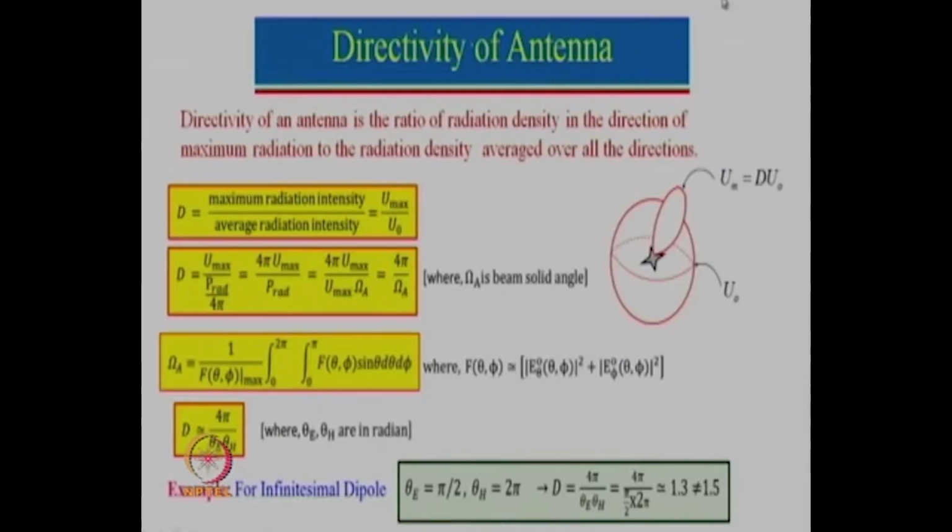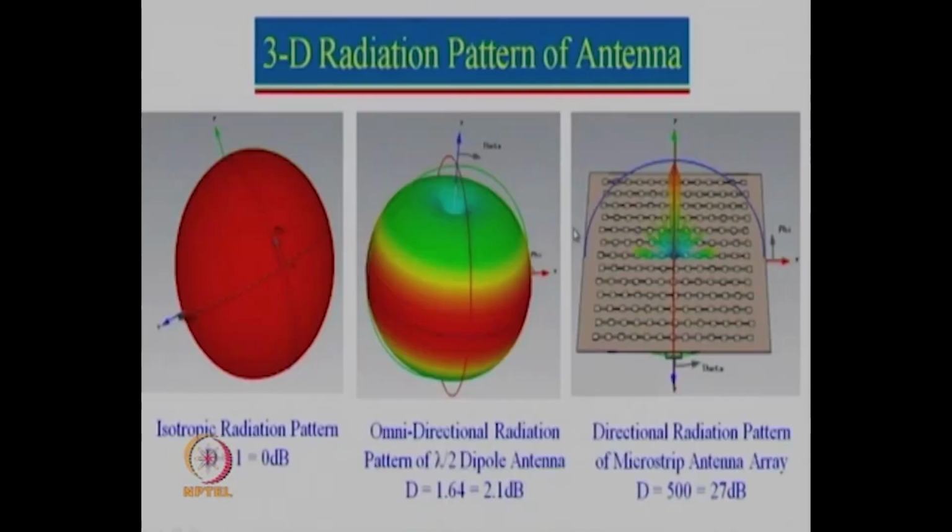Then let us define directivity. We just looked into three examples of directivity: directivity is 1, directivity is 1.64, directivity is 500. So, what is really directivity?